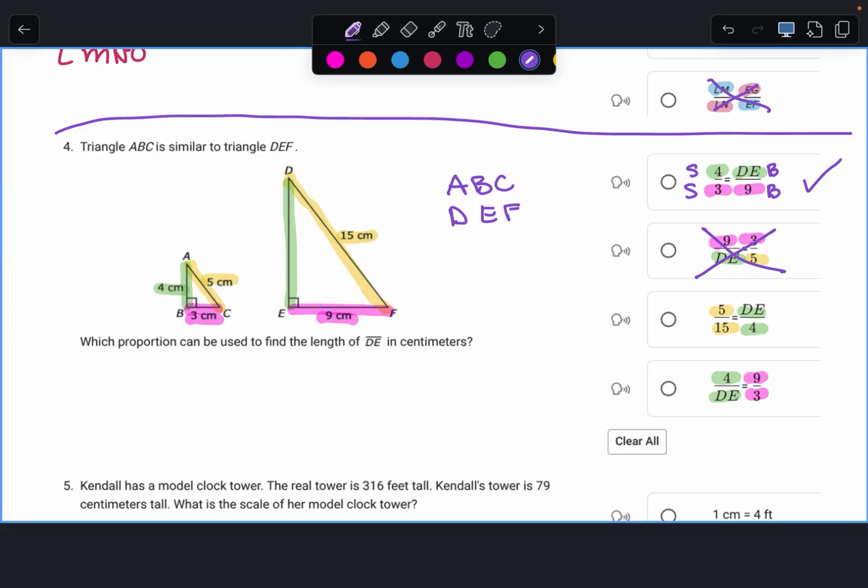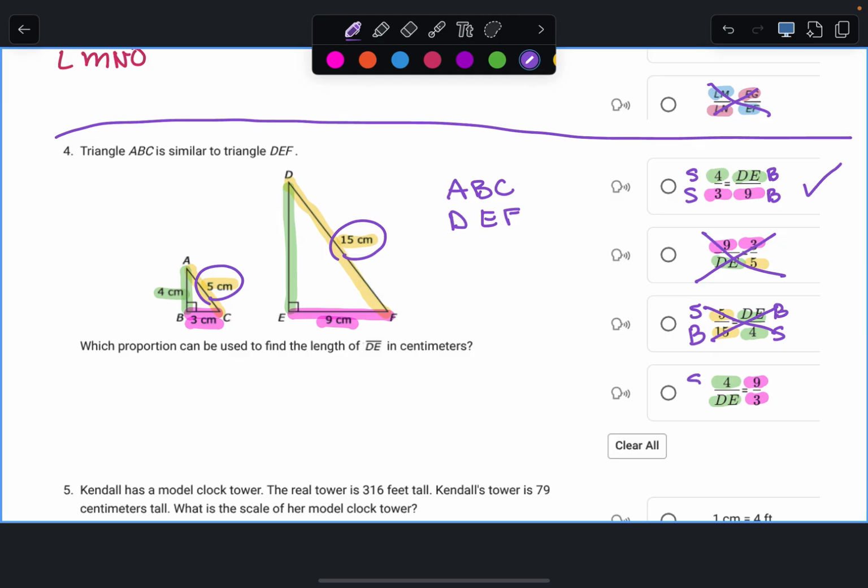If I look down at answer choice 3, I have 5/15, so that's the small triangle over the big triangle, and I see that right here, small triangle over big triangle. But then I have big triangle over small triangle. I can't have them across from each other like that, so that's wrong. And then I have 4/DE, so small over big, and then I have big over small, so that one cannot be correct either. So the answer has to be this one.